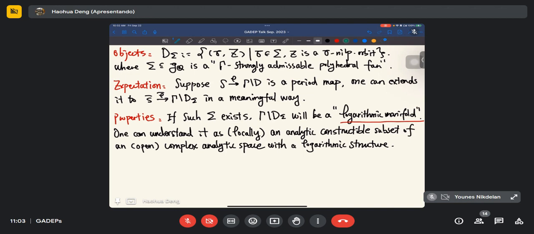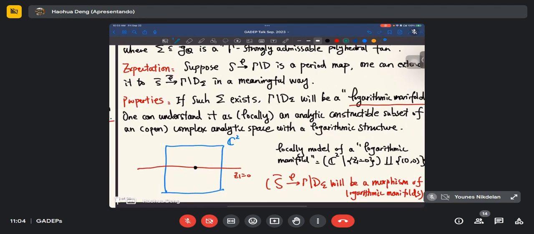And what happens if we have such an extended map? If such a Σ exists, then this quotient space carries a structure called a logarithmic manifold. This is a very special structure. The definition is very technical because it uses some very complicated notions in logarithmic geometry, but one can understand it as locally looking like an analytic constructible space, which means you just piece together analytic spaces of different dimensions, and these pieces are not arbitrary. They should be given locally by the logarithmic structure, indeed the vanishing locus of some logarithmic differential forms.